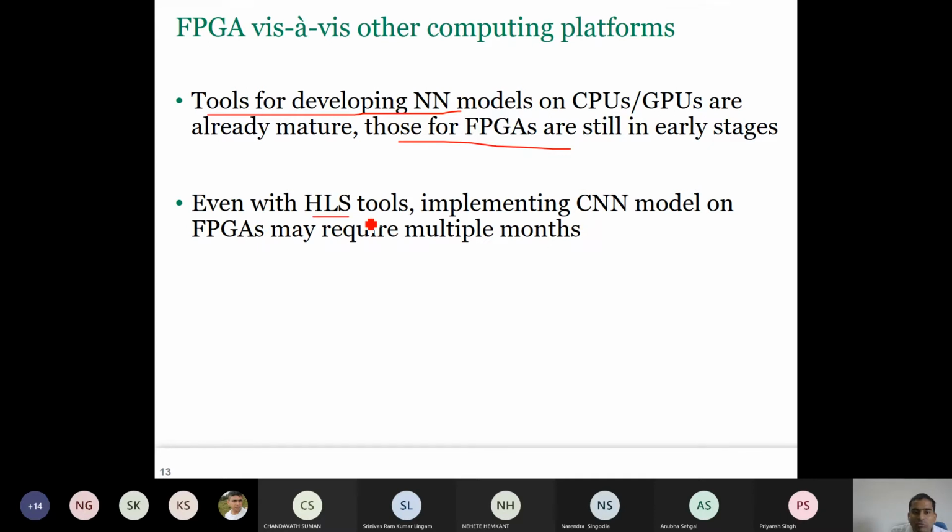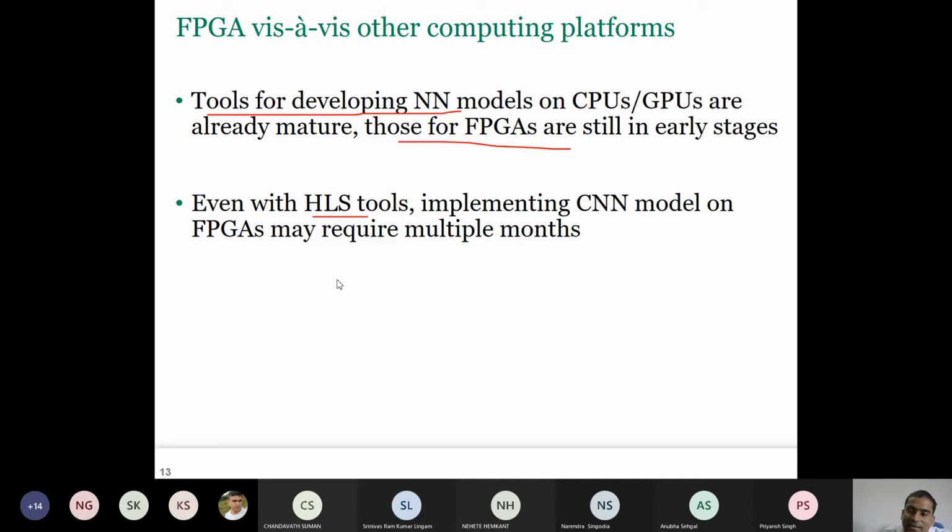So even with HLS, which means high-level synthesis tools. There are broadly two types of tools. One is HLS. For example, you can write your code in C++ or C, and that will get programmed into FPGA. Another is you write RTL, register transfer level, which is very low level programming.